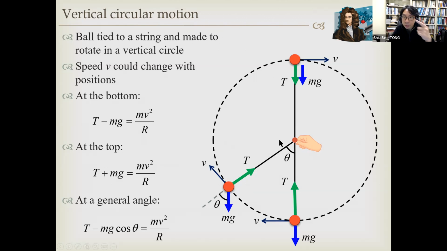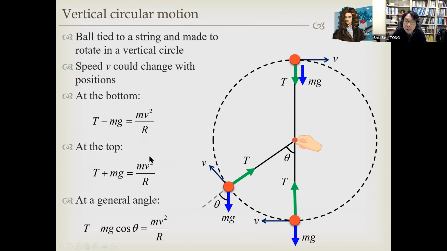The tension T is of course towards the center, no problem. But we have to resolve the gravity, the weight of the object, along this direction also. This produces a component of mg cosine theta, which is the outward component of the weight. So the equation reads like this: the tension force minus mg cosine theta, because they are in opposite directions, is equal to the net force. And the net force is of course the centripetal force, mv squared over r.